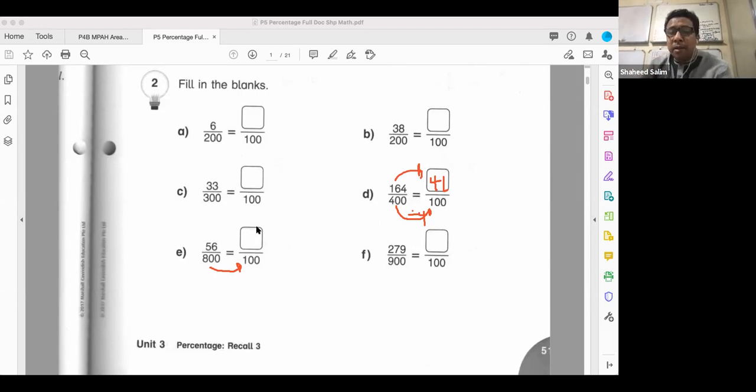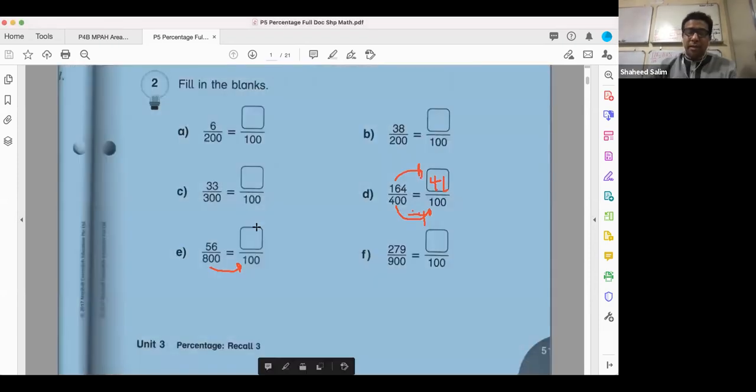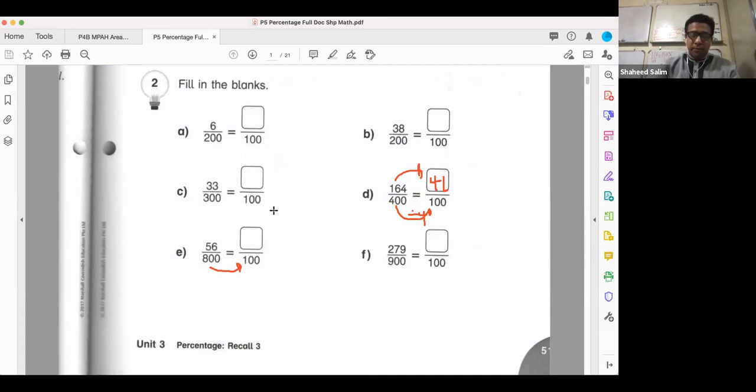Akil, which number are you at? You must tell me. Okay, just tell me an answer. Tell me the answer for C. What's the answer for C?